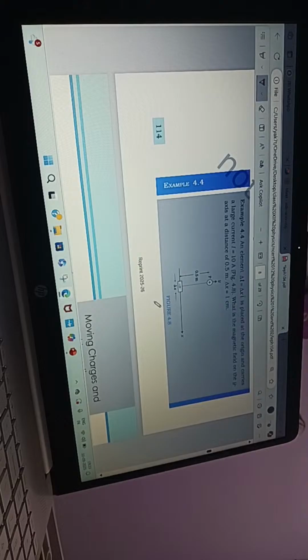Question. An element delta L equal to delta x i-cap is placed at the origin and carries a current I equal to 10 amps. What is the magnetic field on the y-axis at distance 0.5 meter, given delta x is equal to 1 centimeter?